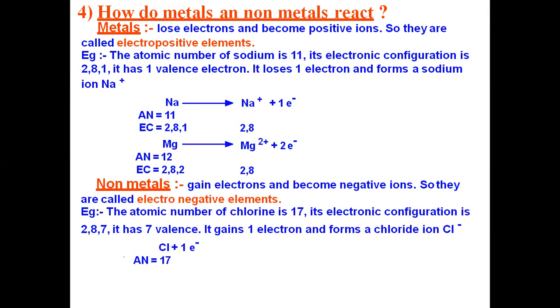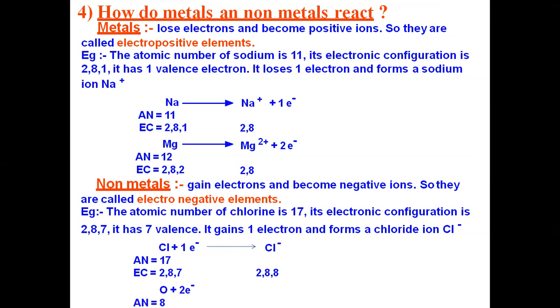So why do they accept the electron? For example, if we consider chlorine, the atomic number of chlorine is 17. It gains an electron to become Cl minus. When we see the electronic configuration of chlorine, the outermost shell has 7 electrons. If it gains 1 electron, it becomes 8. When the outermost shell has 8 electrons, the compound will be extra stable. In order to have that extra stability, chlorine gains the electron to become the 2, 8, 8 configuration.